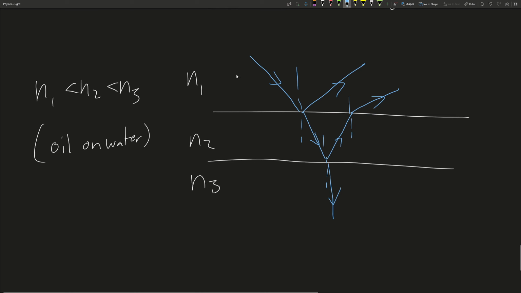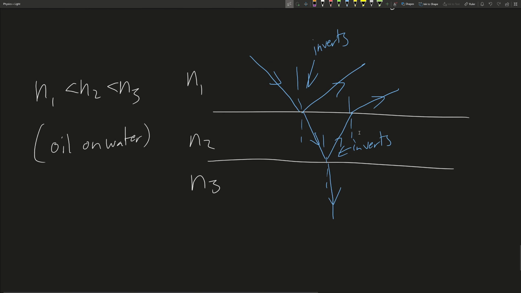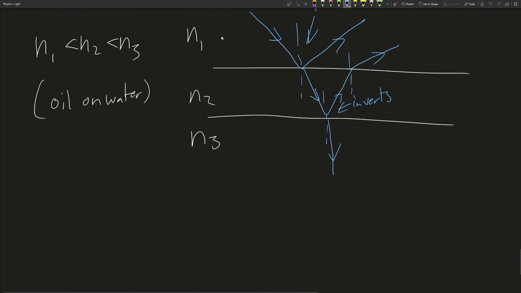Since it's going from less dense to more dense, this inverts. And then since it's going from less dense to more dense again, this also inverts. So since it inverts twice, it's the same as having no inversion at all, because it's like flipping it and then flipping it again. And so it's the same as not flipping it at all. So this means that destructive interference occurs.